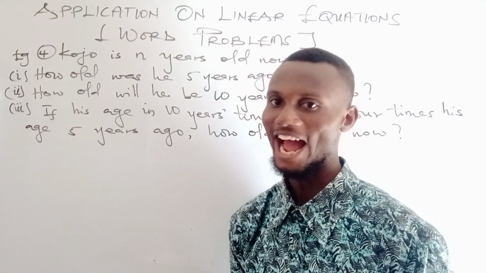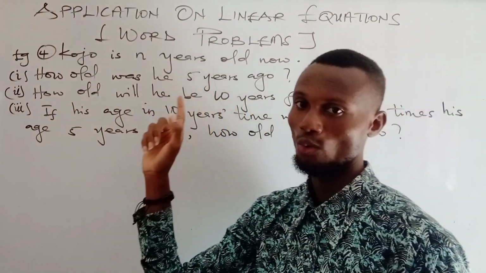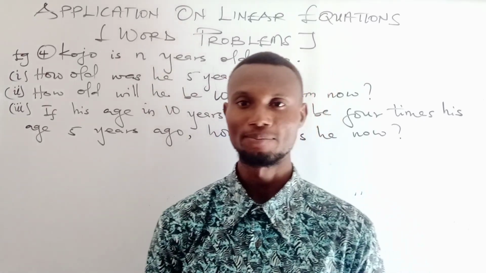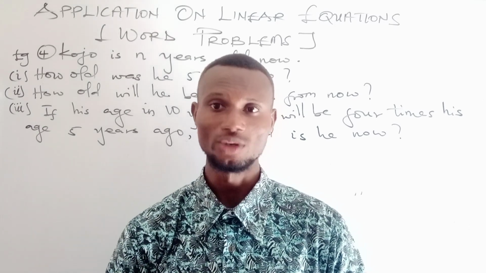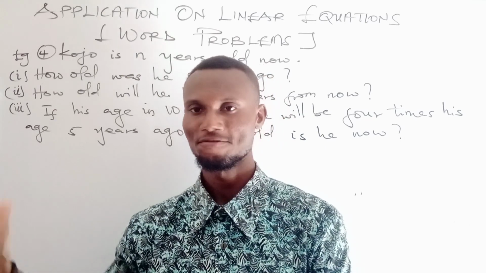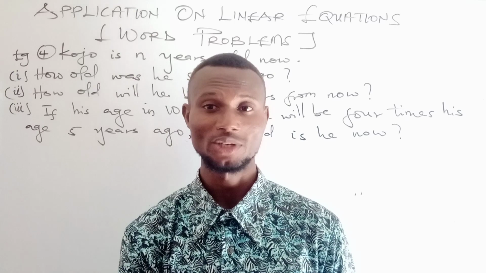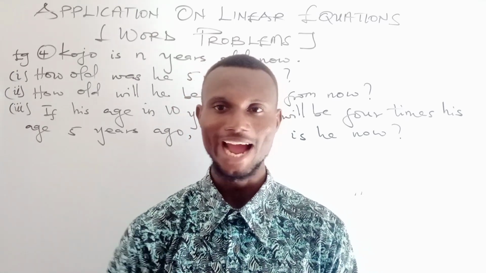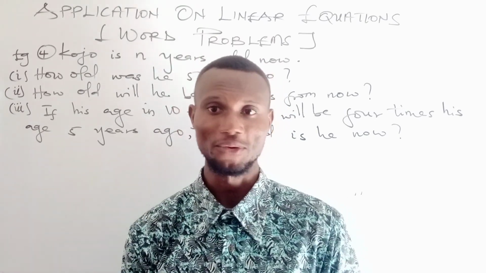Now let's answer (i). It says, how old was he 5 years ago? Now, if I say that I am 10 years old now, let's assume that I am 10 years old now, and I ask you how old was I 5 years ago? How will you know my age 5 years ago? You just need to subtract 5 years from my present age now to know how old I was 5 years ago. I hope you agree with me.